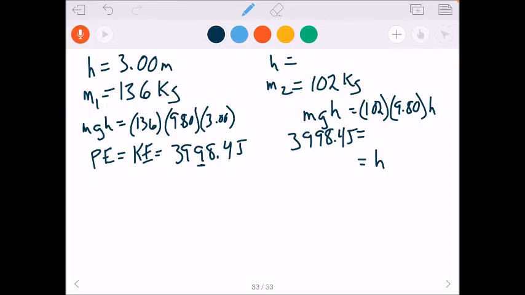102, and that gives me a height of 4. I would actually have 3 sig figs there. So he needs 4.00 meter height. He's jumping from a 3-meter platform, which means if I take the 4.00 meter height that he needs, subtract the 3.00 meter height that he began with, that gives him a total jump of 1.00 meters.